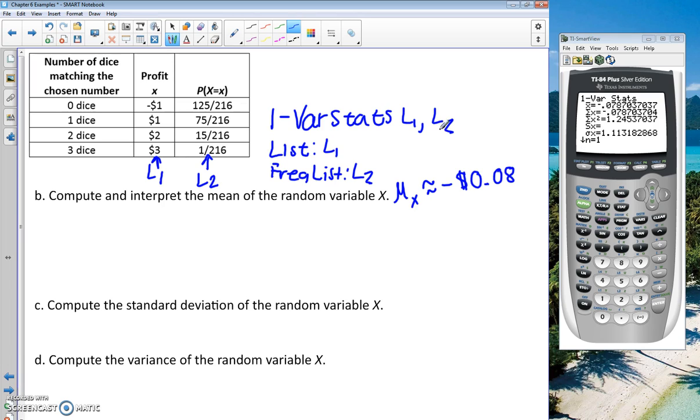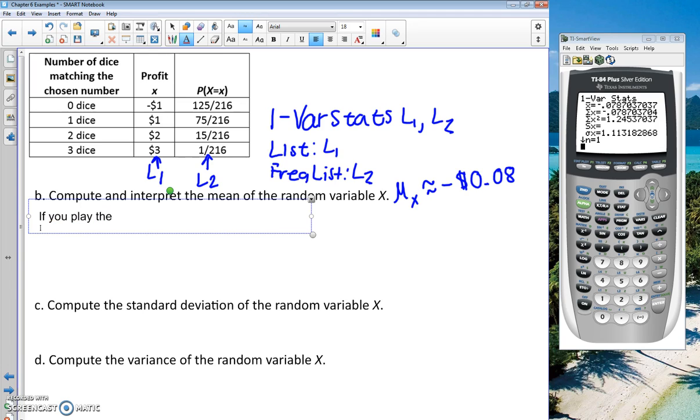Now we want to interpret the mean here. What we're going to say is that if you play the game for a very long time, you will lose approximately 8 cents per game. You can see that we're talking about over an extended period of time.